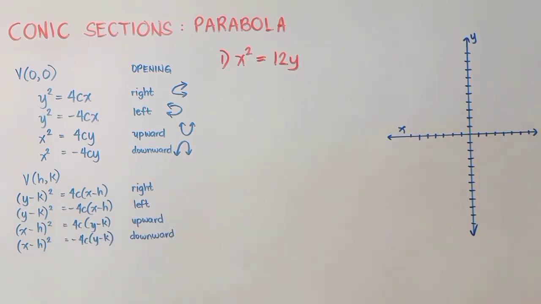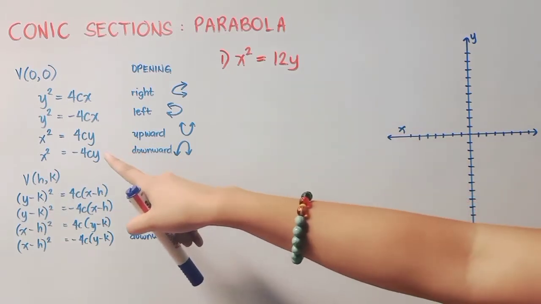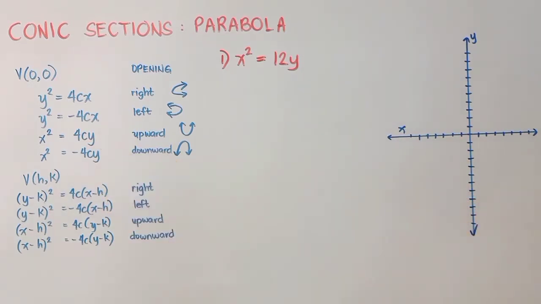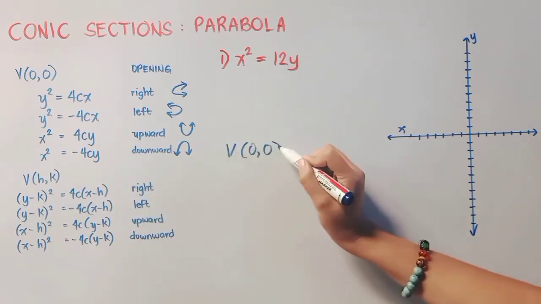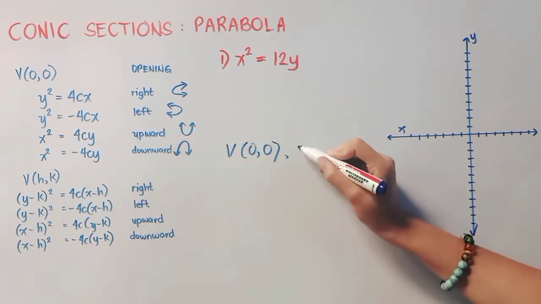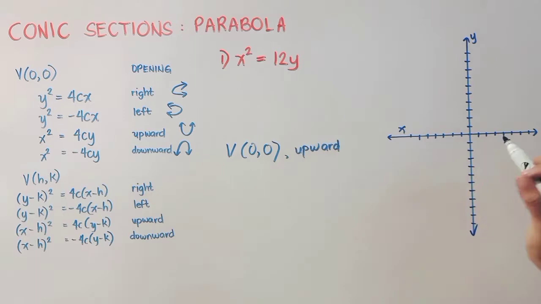Now we will be using the following forms to guide us in our graphing. x squared equals 12y. This is in this form. That means to say our vertex is (0, 0) and our parabola is opening upward. Plotting that one here, that's (0, 0), and we will label V.